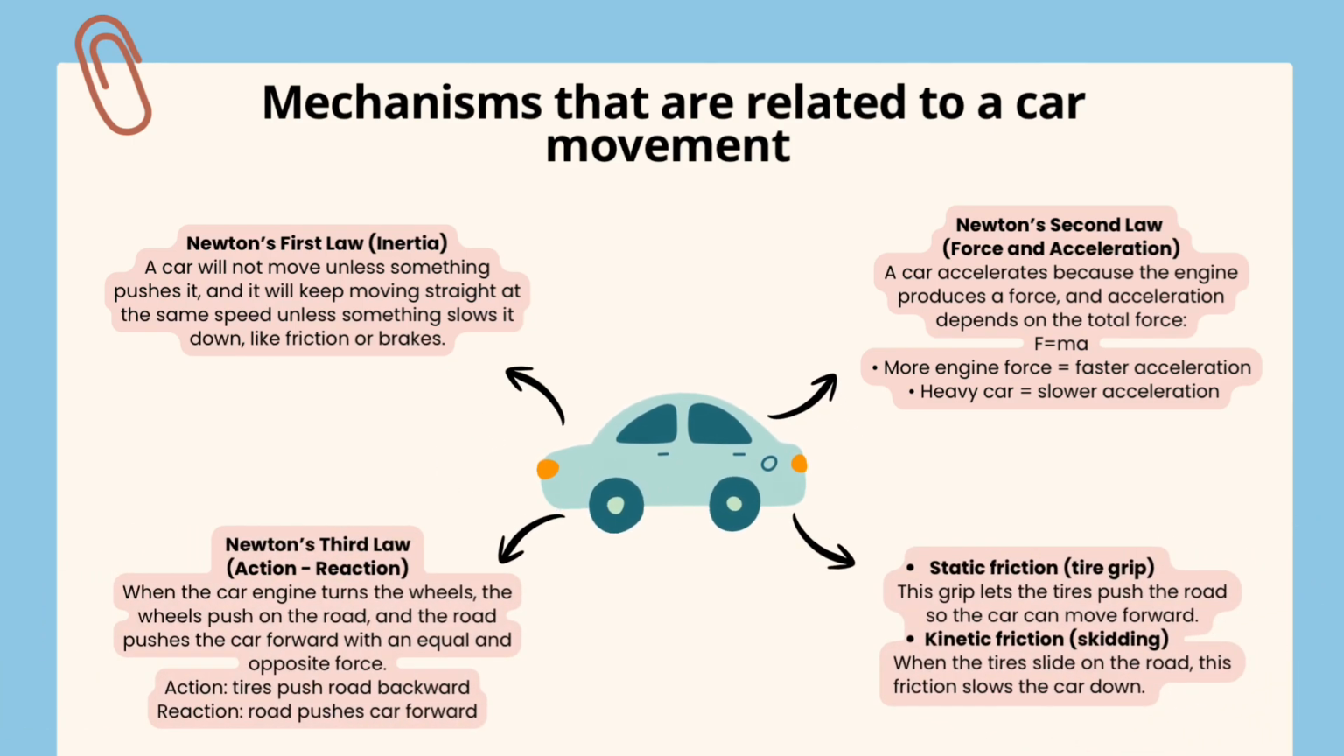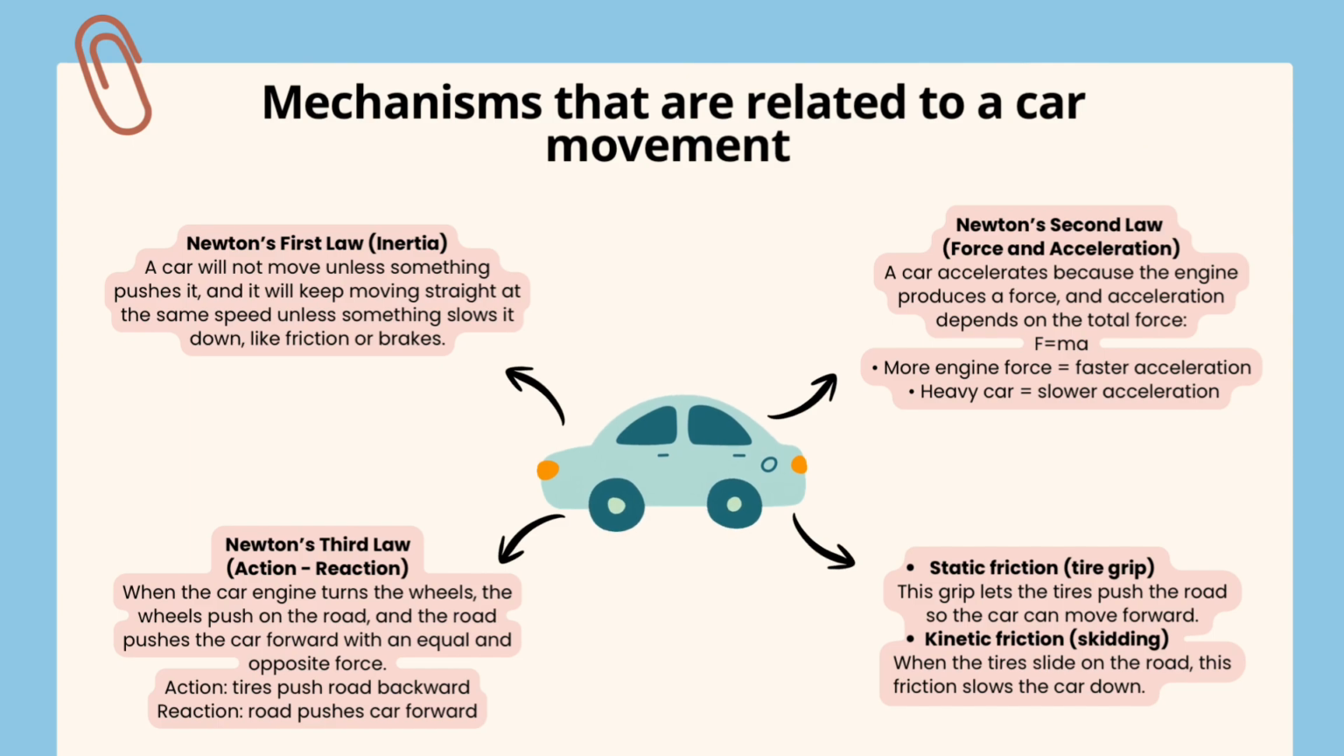Now I will explain the mechanisms that are related to car movement. Firstly, we have Newton's first law, or inertia. A car will not move unless something pushes it, and it will keep moving straight at the same speed unless something slows it down, like friction or brakes. Next, according to Newton's second law, which is force and acceleration, a car accelerates because the engine produces a force, and acceleration depends on the total force. F = ma. Therefore, more engine force means faster acceleration, while a heavy car results in slower acceleration.